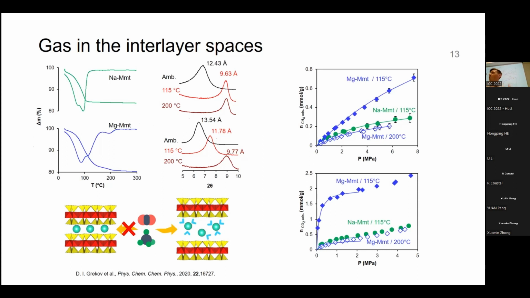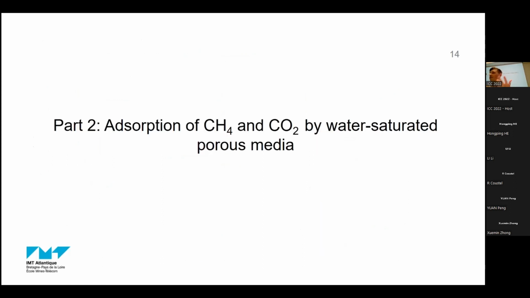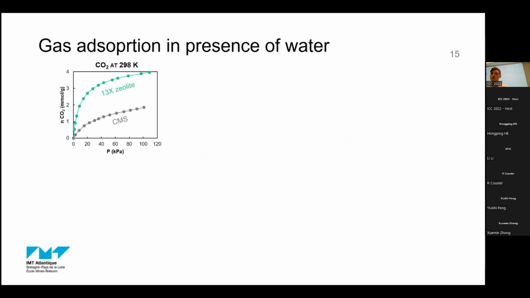So on this slide, we start touching the problem of gas adsorption in presence of clays. And now I introduce you the second part of my talk, which will be the effect of water on gas adsorption. So just to make you familiar with the topic, I will show you a few isotherms from literature.